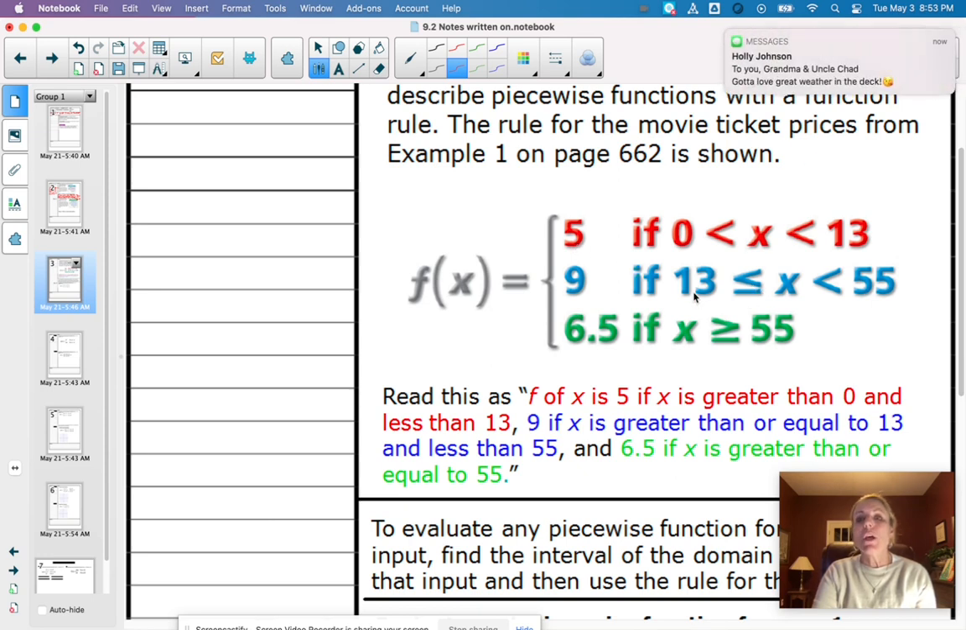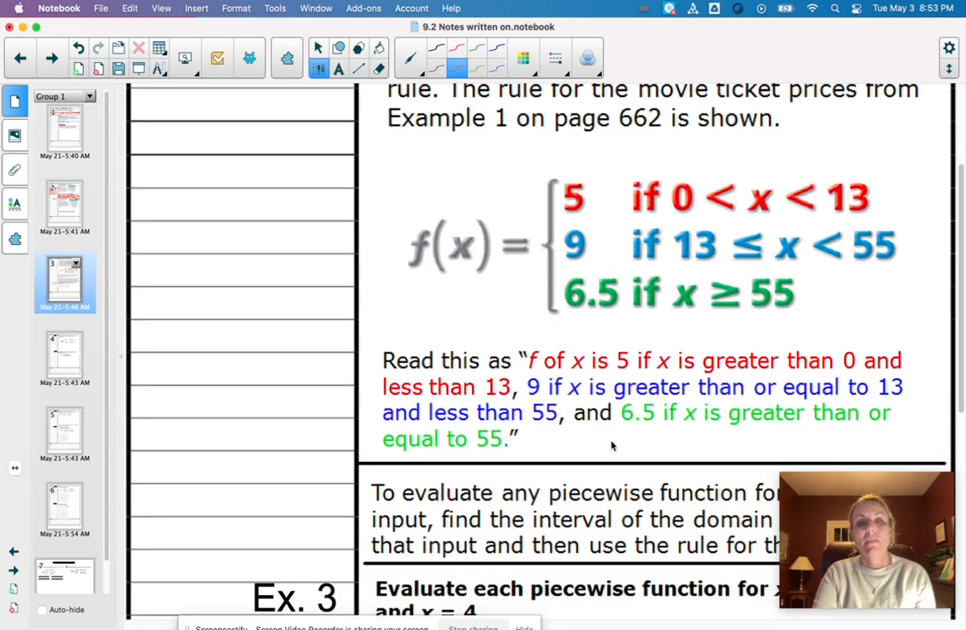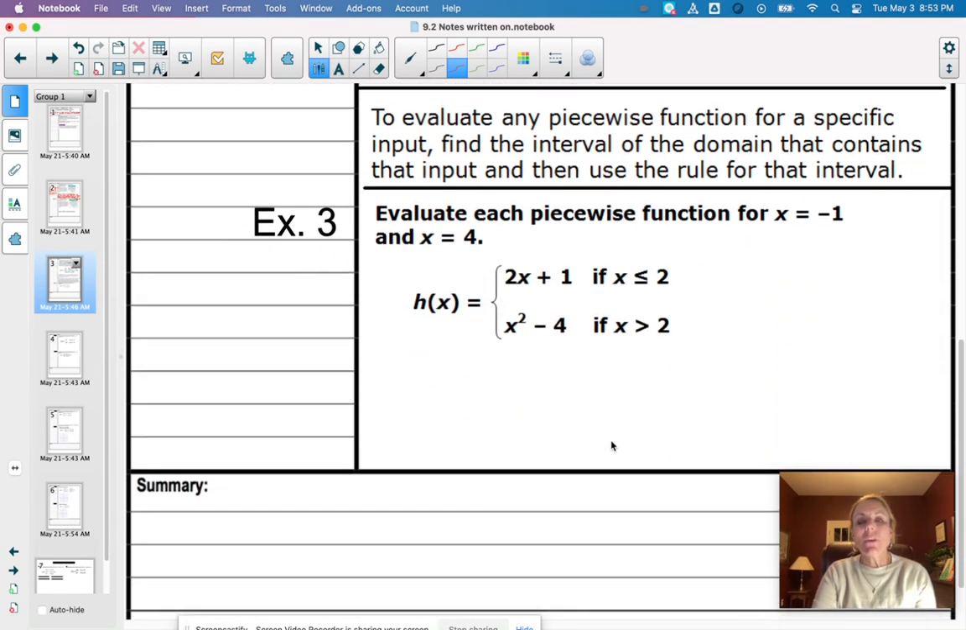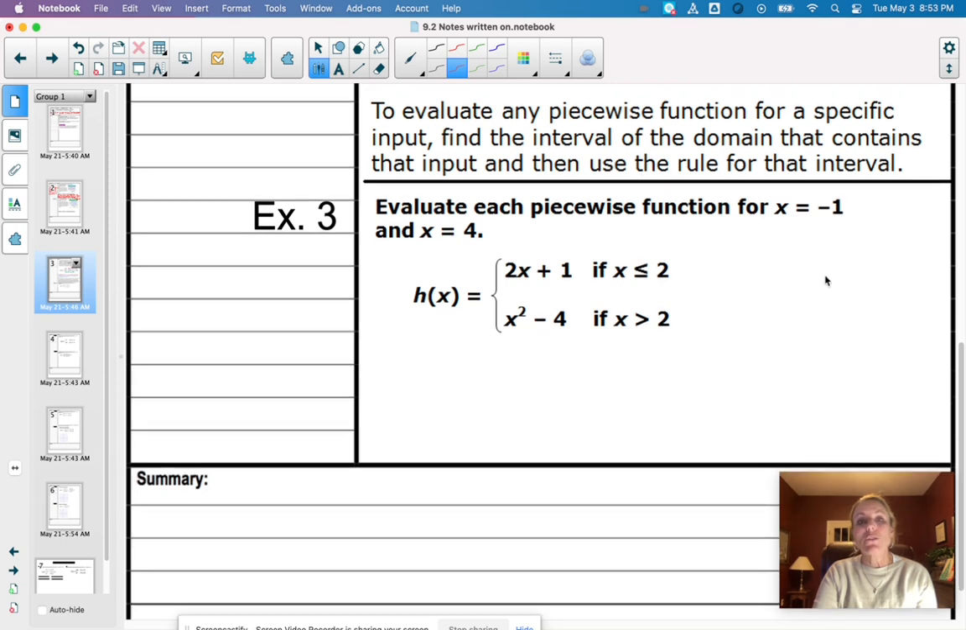And in between 13 and 55, but less than 55, they will pay $9. And anyone 55 or older will pay $6.50. To evaluate any piecewise function for a specific input, find the interval of the domain that contains that input, and then use the rule for that interval.